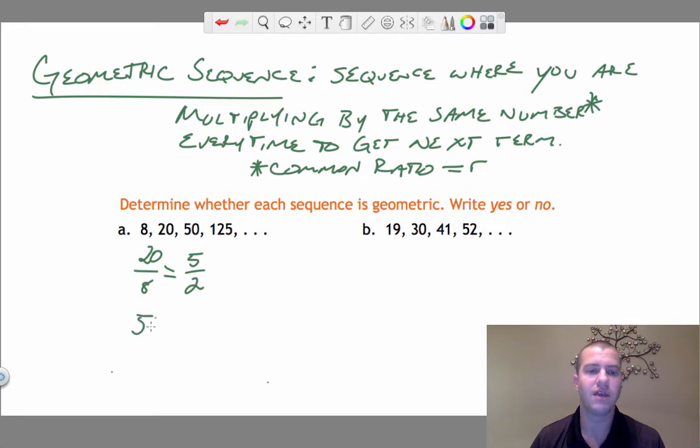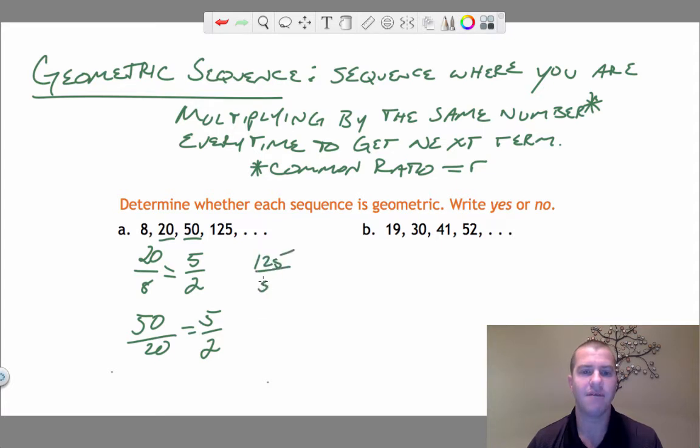If I do 50 divided by 20, now I'm taking the third term and dividing it by the second term, that reduces to 5/2. And if I take 125 divided by 50, what goes into 125 is 25, and it goes in 5 times, divided by what goes into 50, which is 25 twice. So the common ratio every time is 5/2. So this is a geometric sequence, and the common ratio is equal to 5/2.